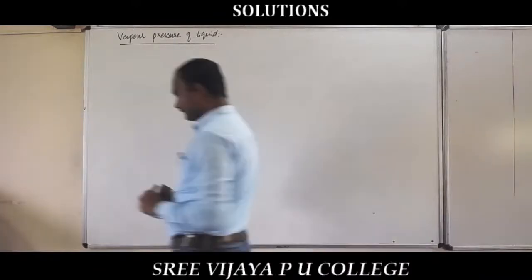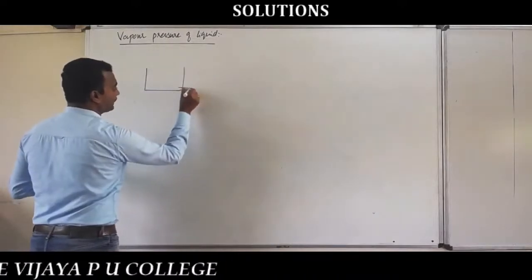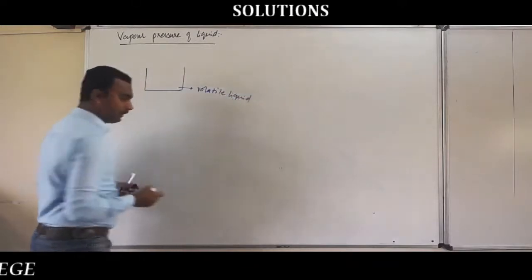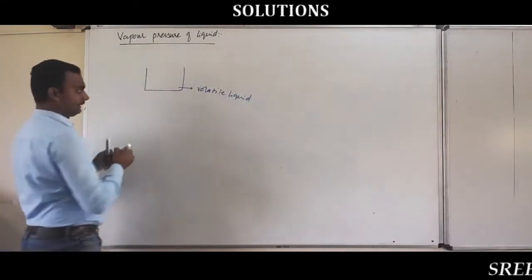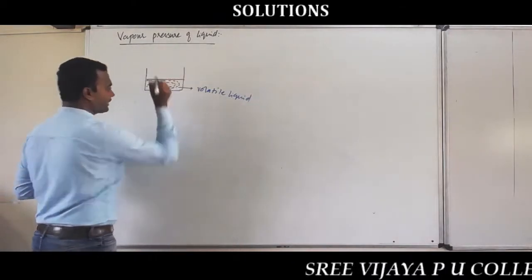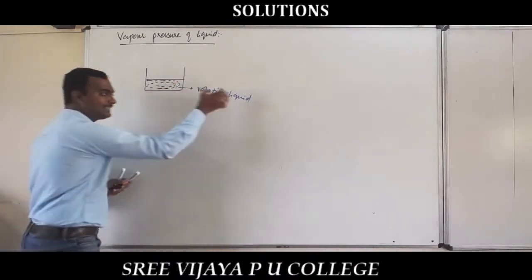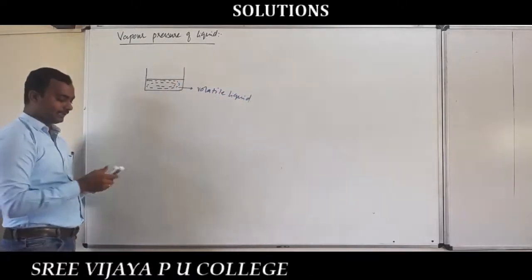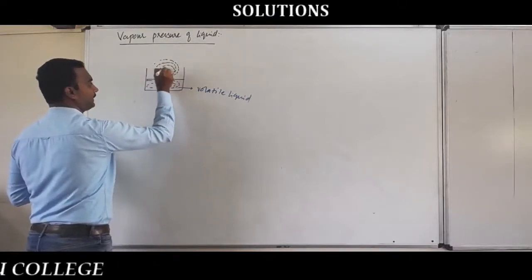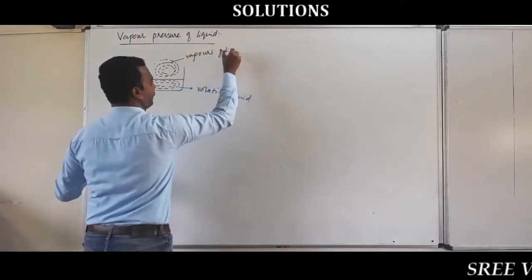So now, before the definition of vapor pressure of a liquid, I am going to take a simple volatile liquid in a beaker. Since it is volatile, remember, this is the volatile liquid taken in a beaker, and this is the surface of that volatile liquid. Above the surface of this volatile liquid, since the liquid is volatile and easy to evaporate, we will get the vapors of the liquid above the surface.